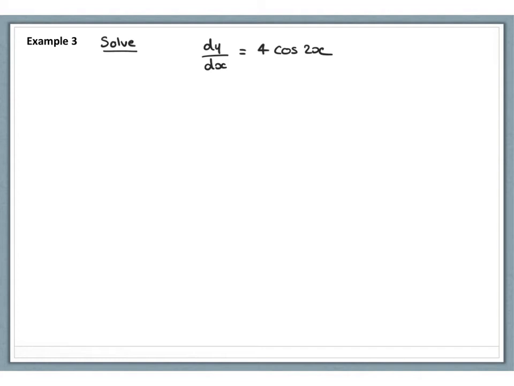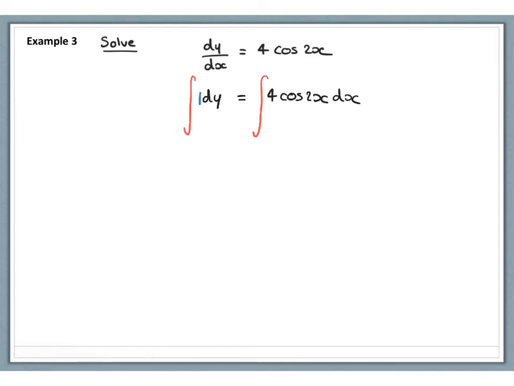dy by dx is equal to 4 cos 2x. So there are no terms on the right-hand side containing a y, so my separation of variables is going to look like this. And again, to make sure I've got legal maths here, let's put in the integral signs and integrate both sides. We can write a 1 here as well if it helps with the integration.